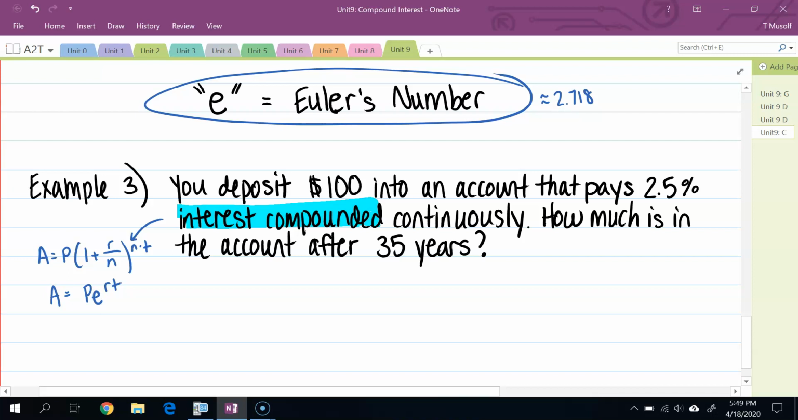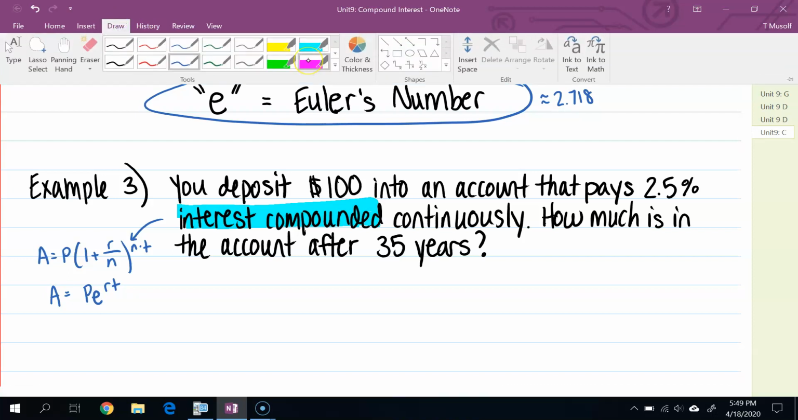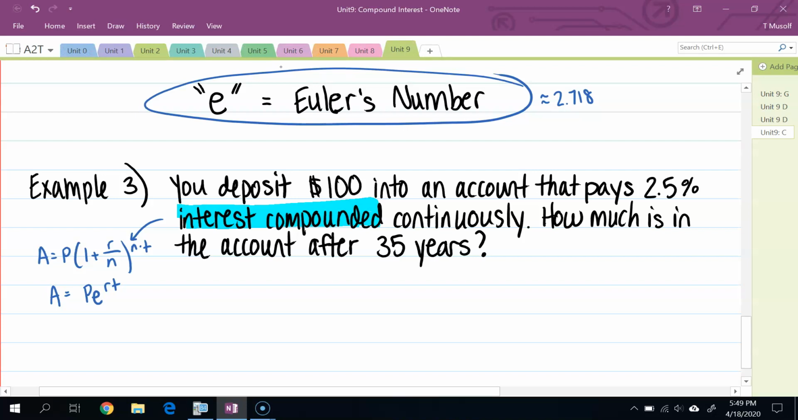Okay, the way you can tell which of these equations you're going to use is based on how often interest compounds. If interest compounds a set number of times, so monthly, quarterly, annually, right, all those words we talked about, then we would use the top formula. But if interest is compounding continuously, there's no number you can put on that, and so that would tell you to use the PERT formula. Okay, so I'm using that new bottom formula.